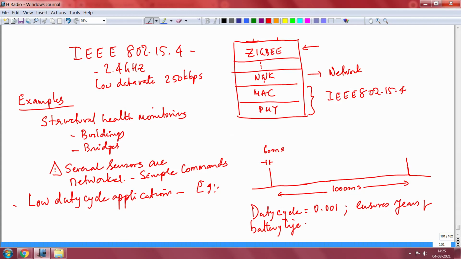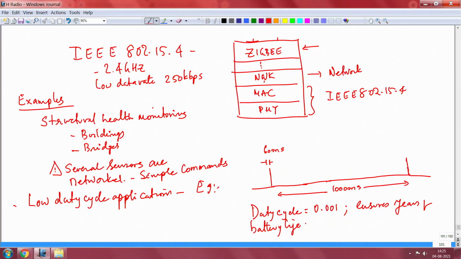You will have several of these sensors placed there, and they can be connected in a mesh topology, or they can also be like a tree topology. They can be connected and essentially keep on monitoring that bridge or that building in a periodical manner. Okay. So, it is just about sense and send, a kind of simple application that you may be envisaging.